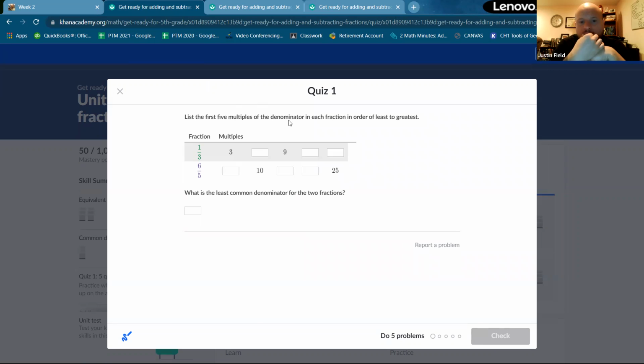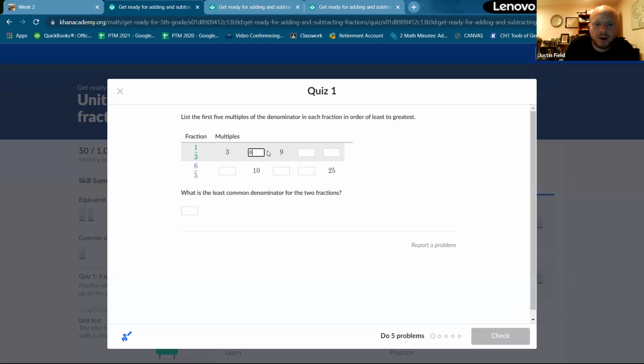Okay, so let's do this first one. Write it down. Try it. List the first 5 multiples of the denominator in each fraction in order of least to greatest. Denominator of 1/3, multiples of 3. So I'm skip counting by 3 to fill in the blanks: 3, 6, 9, 12, 15. Because those could be the denominators of 1/3.